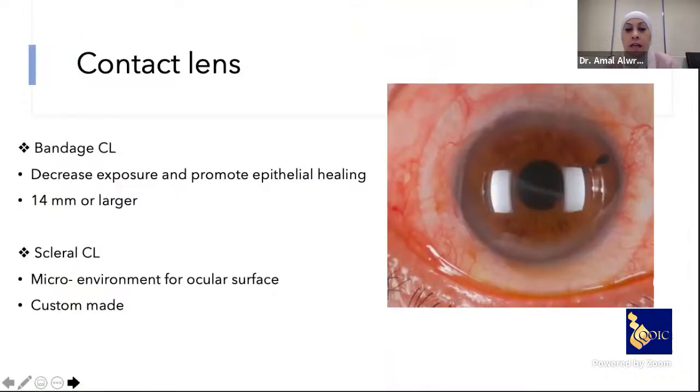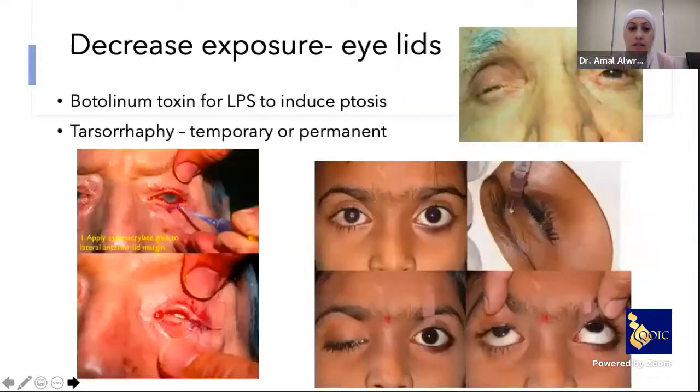to the indication. We can use contact lenses, bandage contact lenses that will promote the epithelial healing, or sometimes the scleral contact lenses that act as or provide a microenvironment for the ocular surface. Then also we should address all the issues, any problem with the lids exposure, botulinum toxin, tarsorrhaphy, whether temporary or permanent, sometimes even cyanoacrylate glue to tape the eyelids for 10 days might help. So those are all the options.